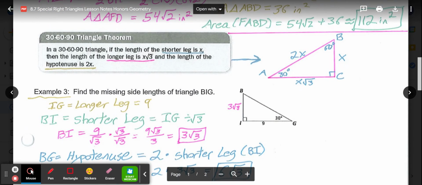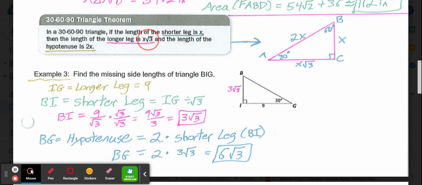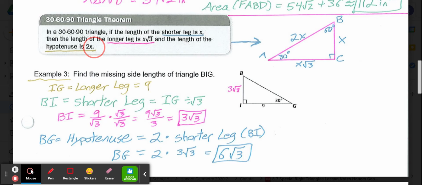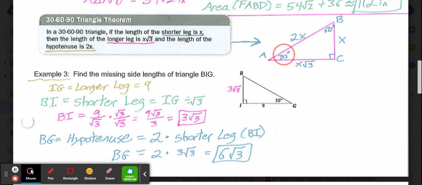Then we get to our other type of special right triangle, our 30-60-90. So obviously another theorem to go with that, the 30-60-90 triangle theorem. In a 30-60-90 special right triangle, if the length of the shorter leg is x, then the length of the longer leg is x multiplied by square root of 3, and the length of the hypotenuse is 2 times x.